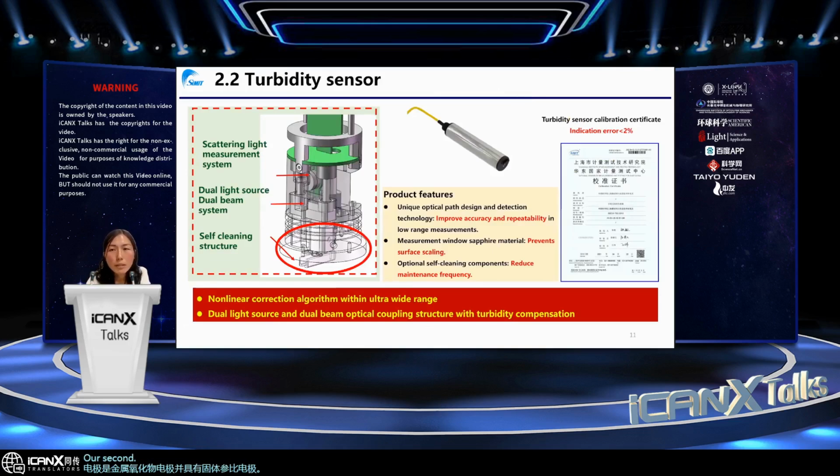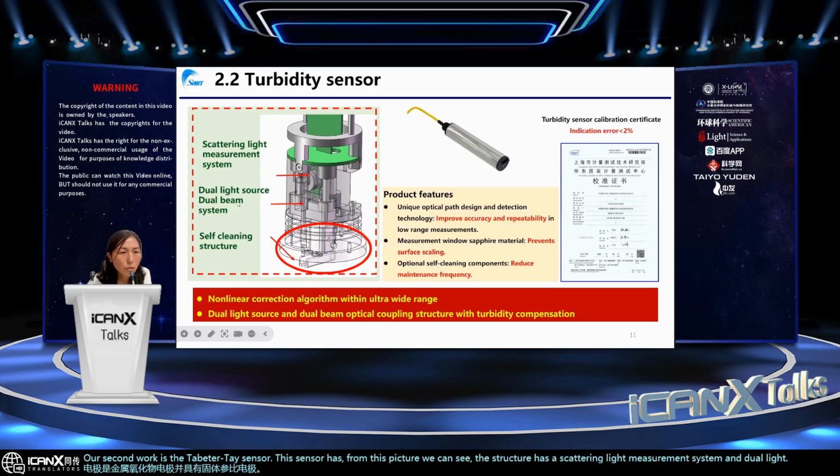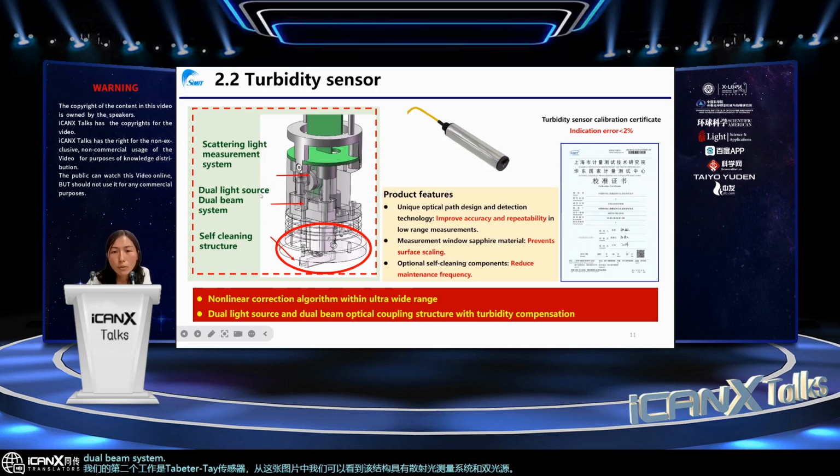Our second work is the turbidity sensor. From this picture, we can see the structure has a scattering light measurement system and a dual light source, dual beam system. This system could improve the accuracy and the repeatability in long-range measurements. And in front of the structure is the self-cleaning structure. This structure could reduce the maintenance frequency. Our sensor also has the turbidity sensor calibration certificate, and the indication error is less than 2%.